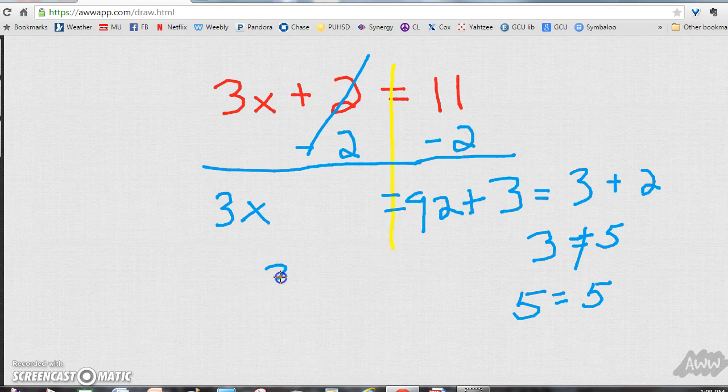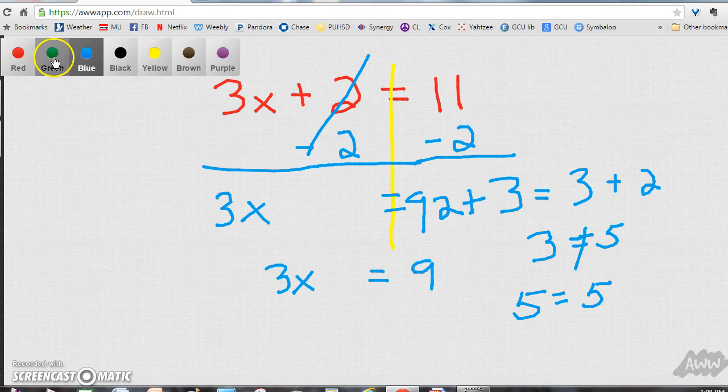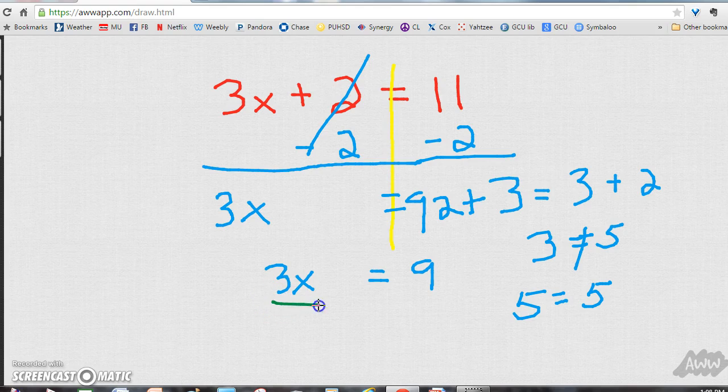So let me rewrite that with a little more space here. I've got 3x equals 9. Now I still have to get the x by itself. Currently, the x is being multiplied by 3, so you want to do the opposite of multiply by 3, which is divide by 3. So I'm going to go ahead and change my color a little bit here. So I'm going to divide.